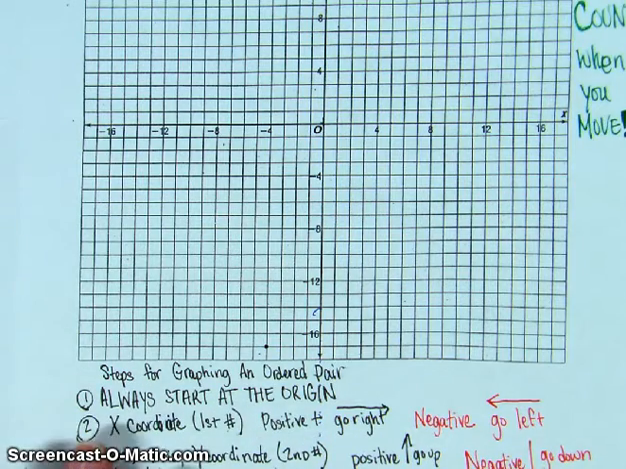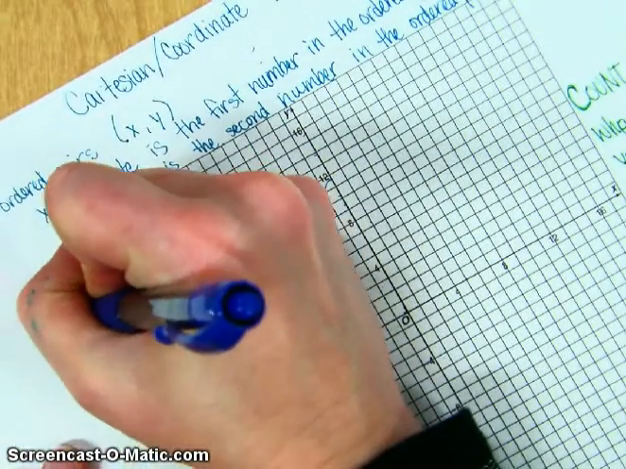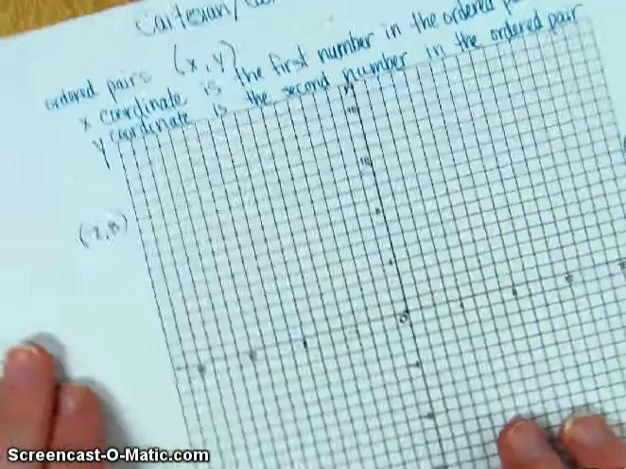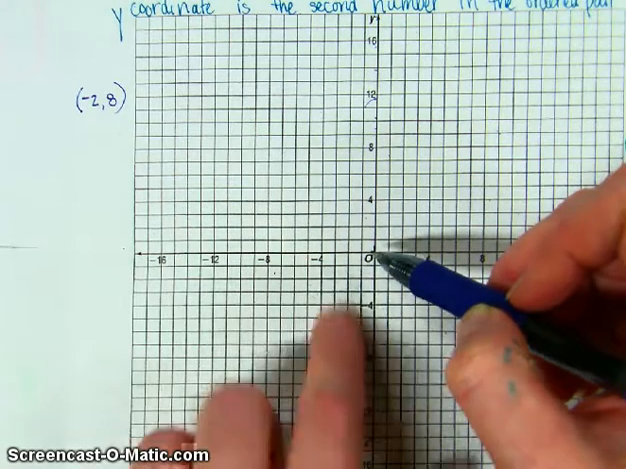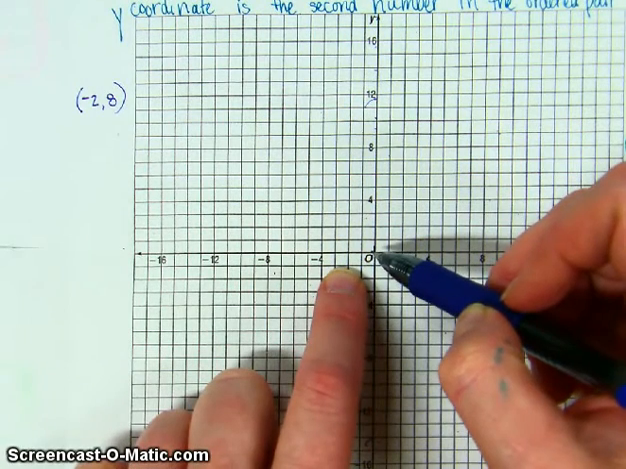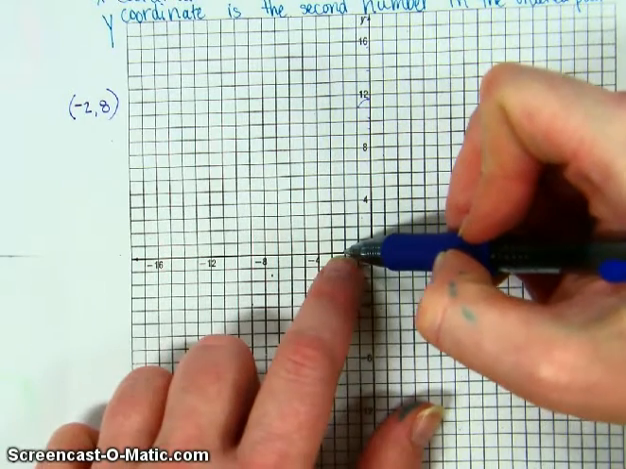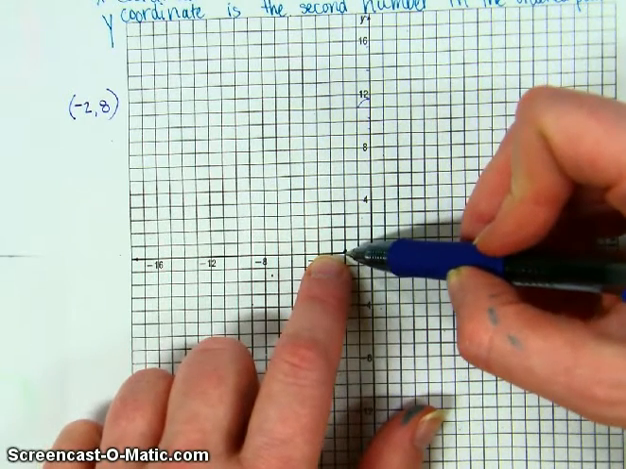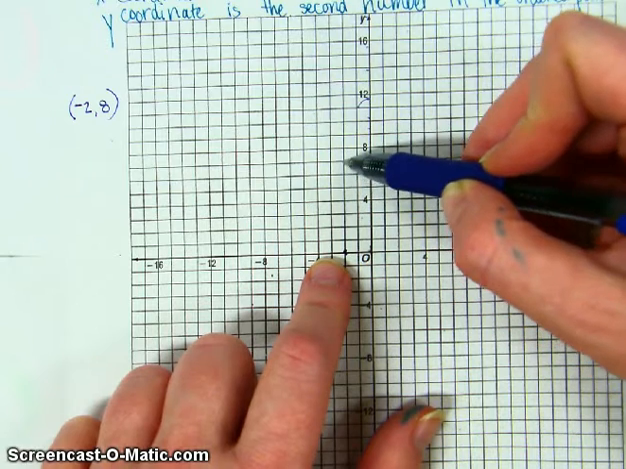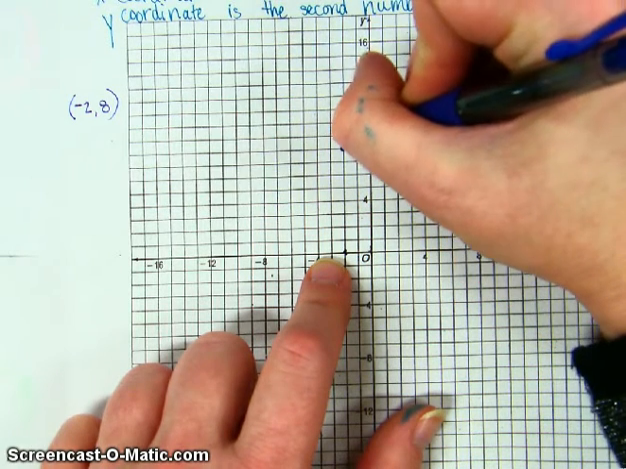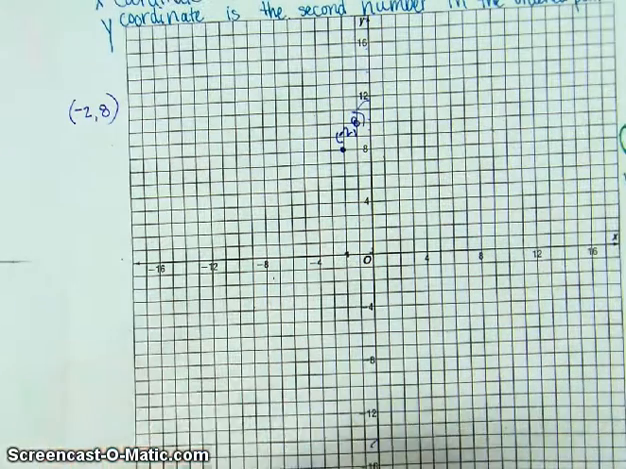So let's take some examples here. Let's say we're dealing with -2, 8. Following my steps, we start at 0. My first number is -2, so I move left 2. My second number is 8, so from here, this is 0 on the x-axis, 1, 2, 3, 4, 5, 6, 7, 8. So this is the location of -2, 8.